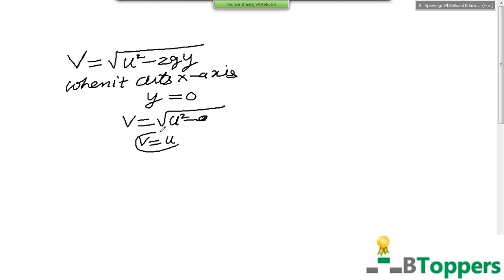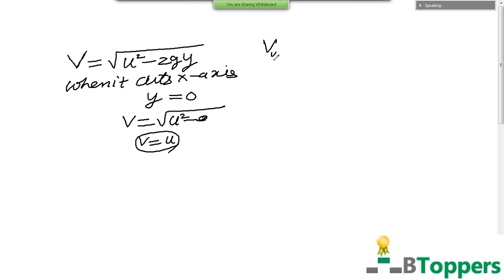When you substitute y equal to 0, you get v equal to root of u square minus 0, or v equal to u. That means the magnitude of velocity of the projectile when it returns to the same horizontal plane through the point of projection will be equal to u. When the projectile returns to the same horizontal plane through the point of projection, the magnitude of velocity will be equal to the initial speed of projection.